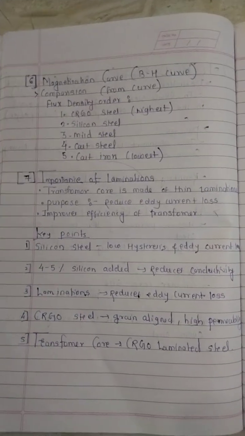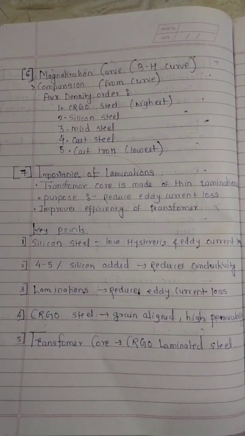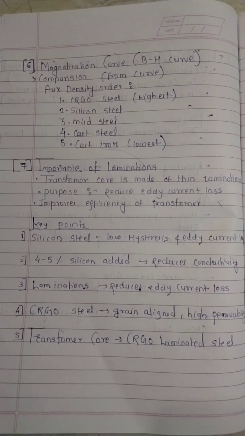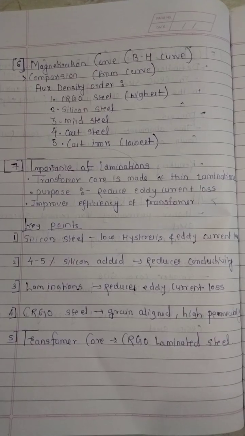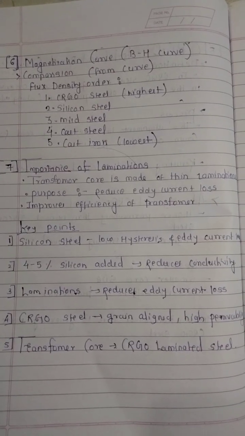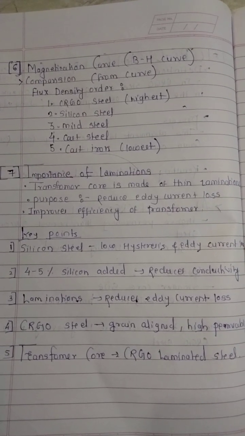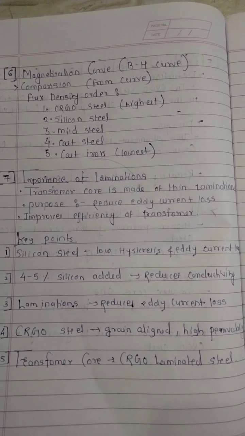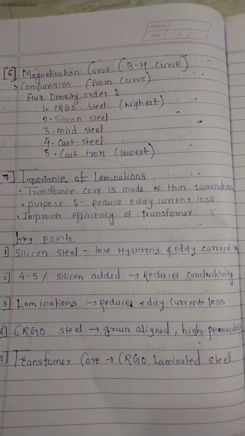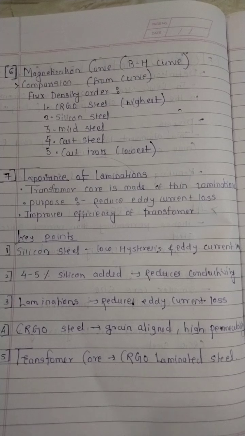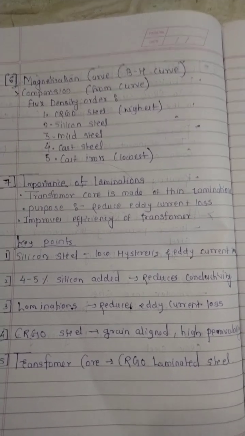So, the importance of the laminations. A transformer core is made of thin laminations. What is the importance of the laminations? The transformer core is made up of thin laminations. What is the purpose? To reduce the eddy current loss and improve the efficiency of the transformer.